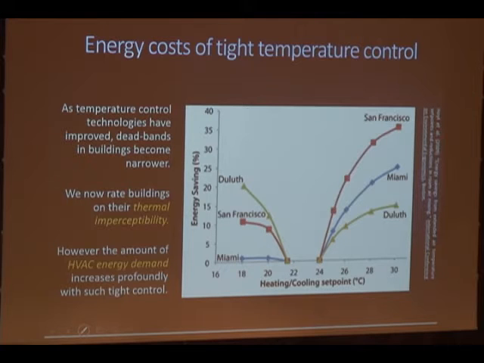As I was saying, the way thermal comfort standards and air conditioning have been applied has basically been to narrow that deadband through the decades of the last century. As technology has improved, the tightness of control has also contracted. And now we get to the point where we're rating buildings, giving them brownie points in various rating schemes in terms of their imperceptibility, how successful the HVAC system has been at removing any thermal sensation.